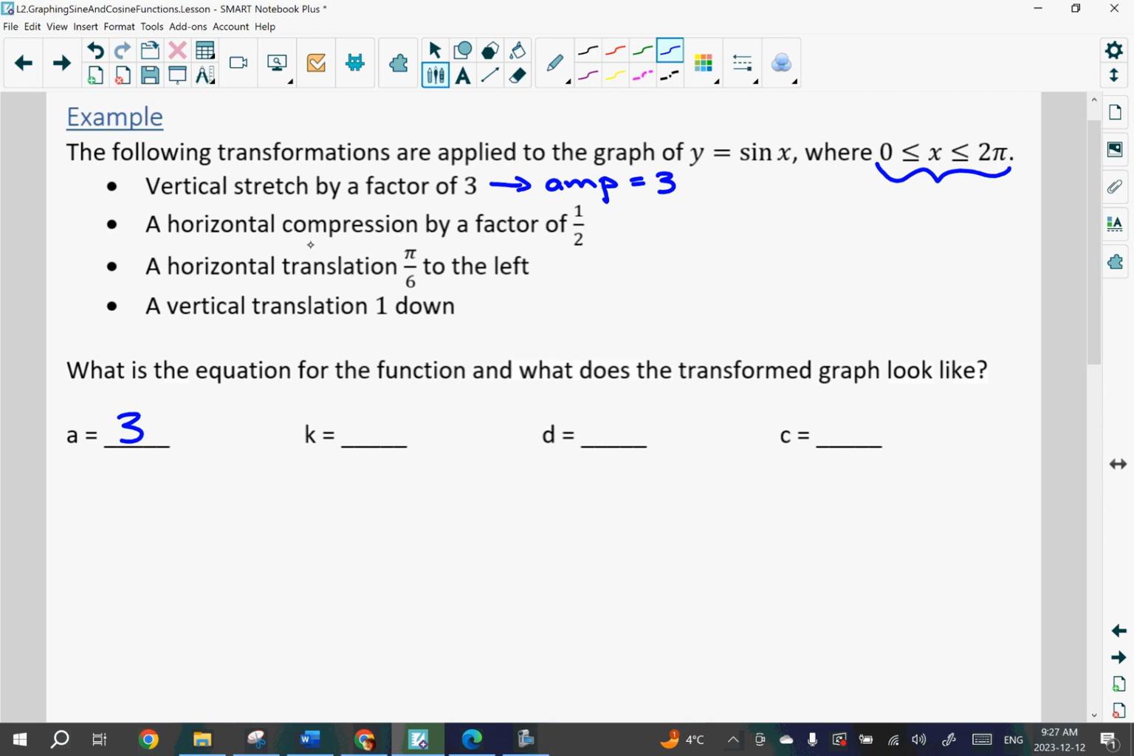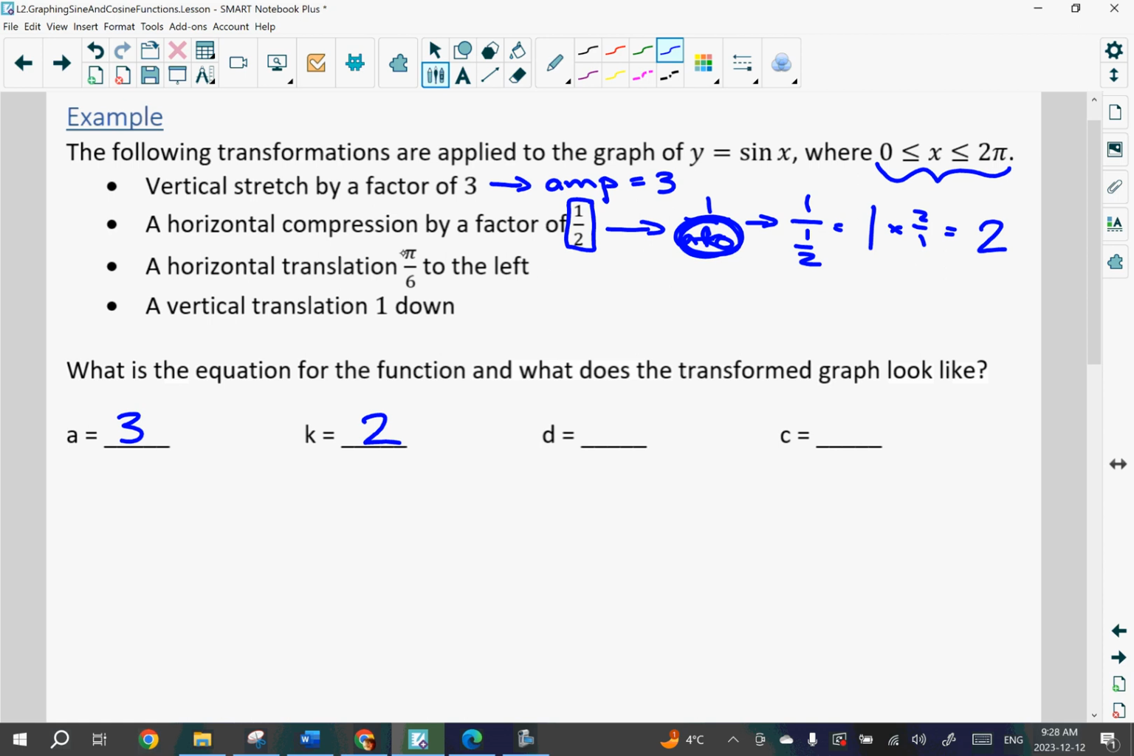So if a horizontal compression, if the factor is 1/2, that means we're going 1 over our K value, which is 1 over 1/2, which is invert and multiply, 2 over 1, which is 2. I know it says 1 over K, but that's of a factor of what goes there. So in the equation, we're going to see a 2.